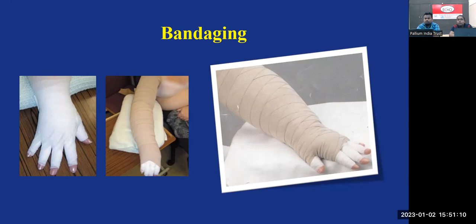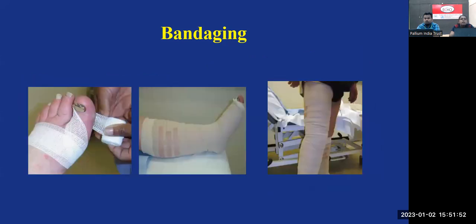If they don't use the stockings, you can suggest bandaging, like a crepe bandage. Initially, after the manual lymphatic drainage massage, we will do the spiral bandage. After 2 weeks, they will come for review. If the patient is able to tolerate the spiral bandaging, then we will do the figure of 8 bandaging, multi-layer bandaging. So this is how we manage the patient having lymphedema.